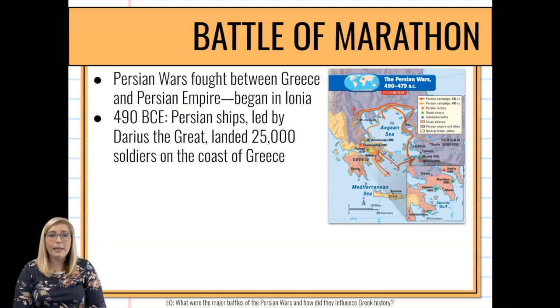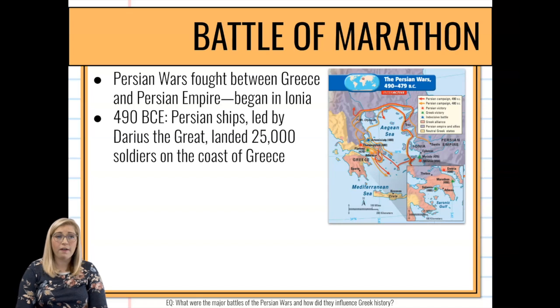So by 490 BCE, Persian ships sailed across the Aegean Sea and tried to invade Greece. The leader at the time was Darius the Great, and he brought 25,000 soldiers to the coast of Greece.